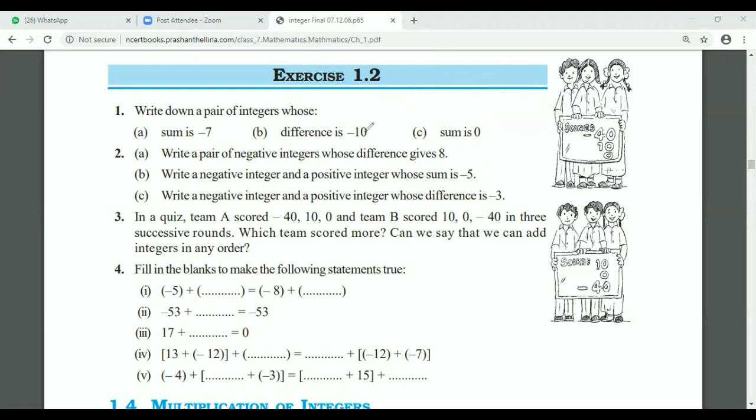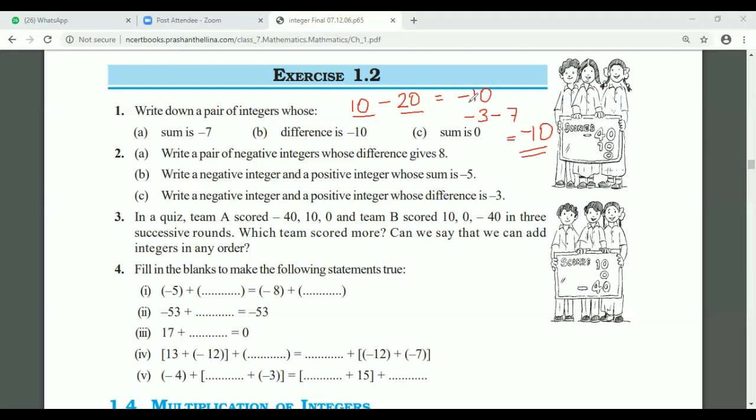Next, the difference is -10. That means we want to subtract one integer from another integer and we want the answer -10. To get the answer -10, we can subtract so many integers. For example, you can subtract 10 minus 20, the answer becomes -10. Or else you can subtract -3 minus 7, you will get -10.